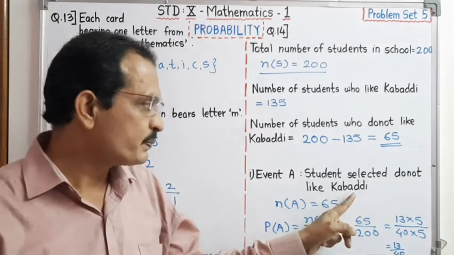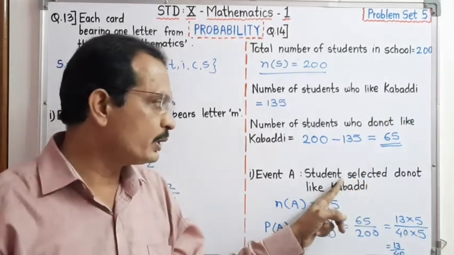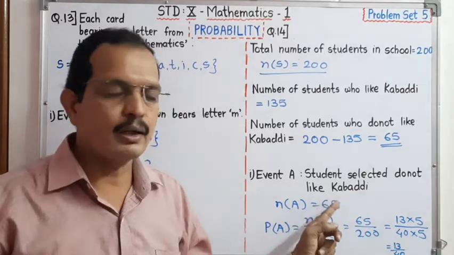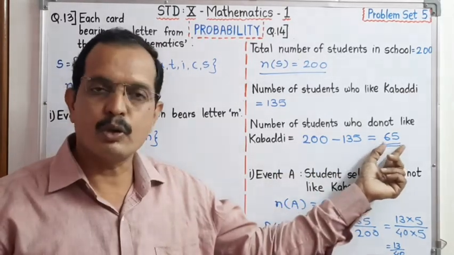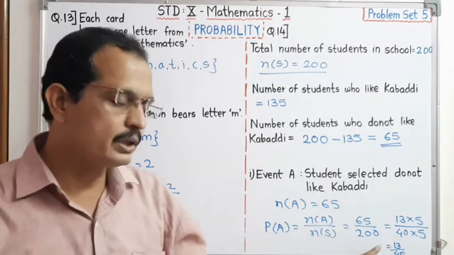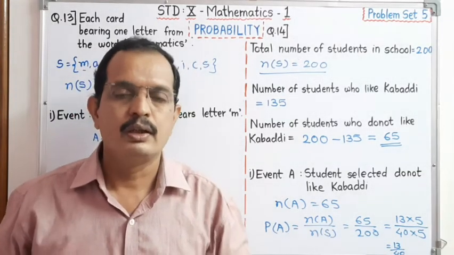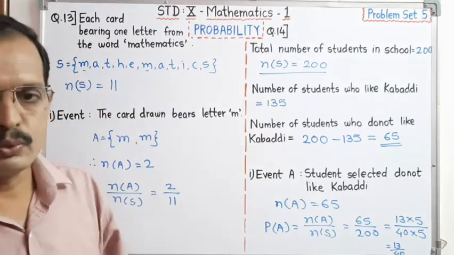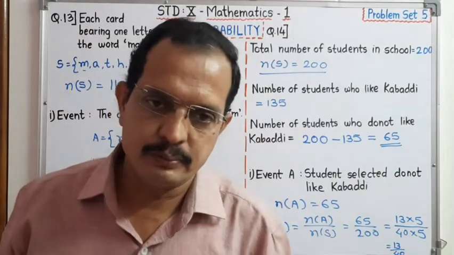But in this case, we have to find the probability that the student does not like kabaddi. Therefore, we have to find the number of students who do not like kabaddi, and then we get the probability. The final answer is 13 upon 40. Now, we have to go to question number 15.